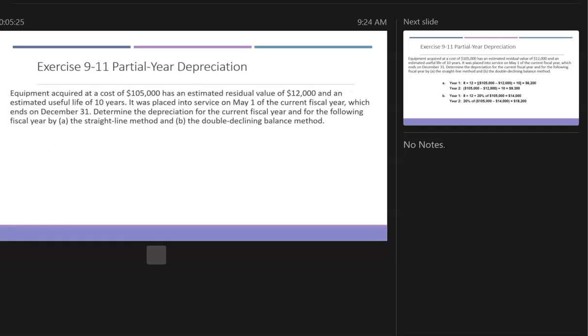Okay, here is another question. Equipment acquired at a cost of $105,000 and an estimated residual value of $12,000 with an estimated useful life of 10 years. It was placed into service on May 1st of the current fiscal year, which ends on December 31st. Determine the depreciation for the current fiscal year.